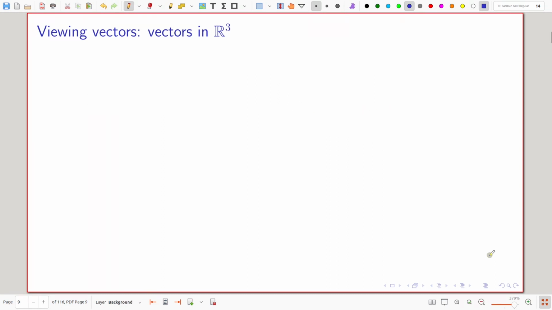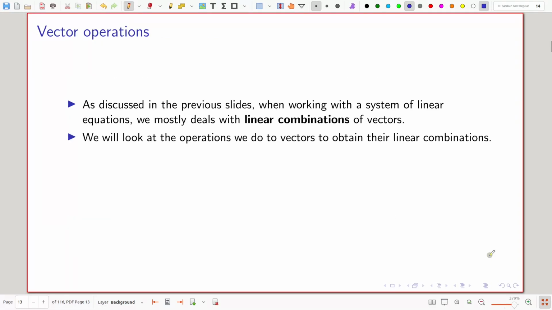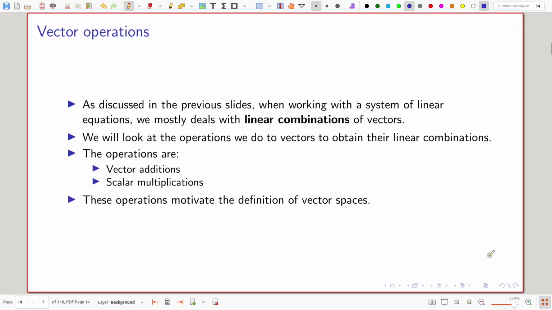Before we go to 3 dimensions, let me conclude a little bit. So what you can do with vectors is add them and scale them. You can add them up, you can scale them, and you can scale and then add, and then scale and then add, and so on. The result of these operations are linear combinations.